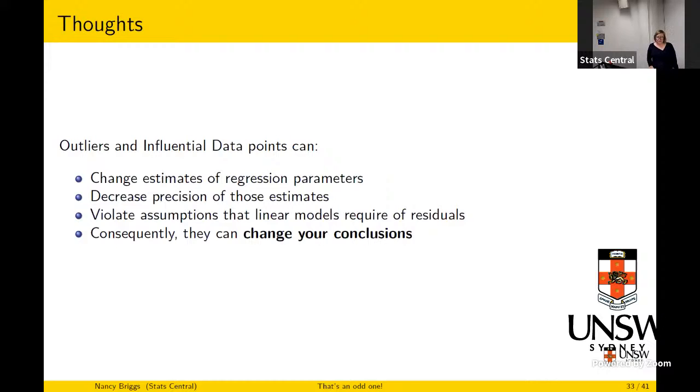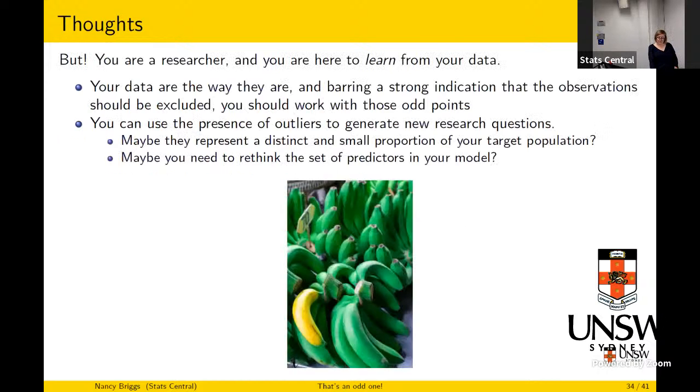Outliers and influential data points can change your estimates of regression parameters. They can decrease the precision of those estimates. And with those two things, they can change your conclusions. They can also lead to violations of the assumptions that a linear model might put on your residuals. So you can change your conclusions, sometimes quite dramatically. And that is a concerning thing. It's definitely something to be concerned about.